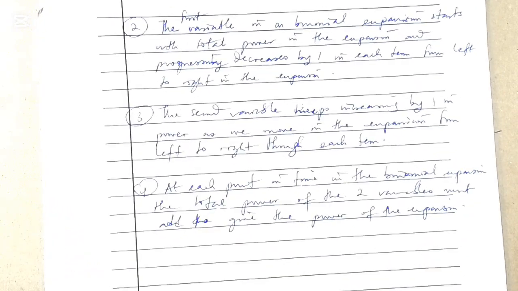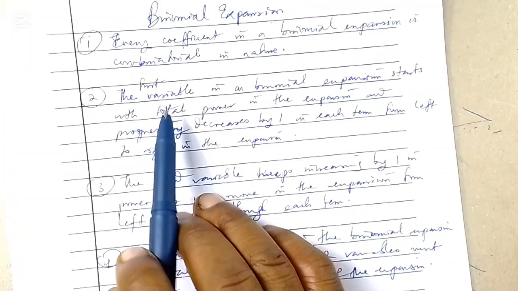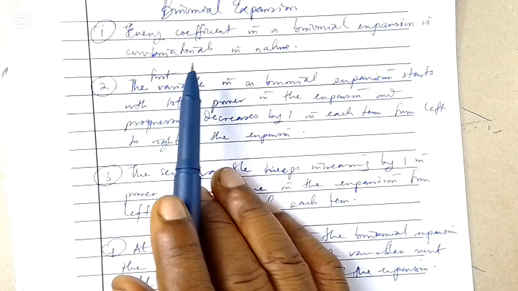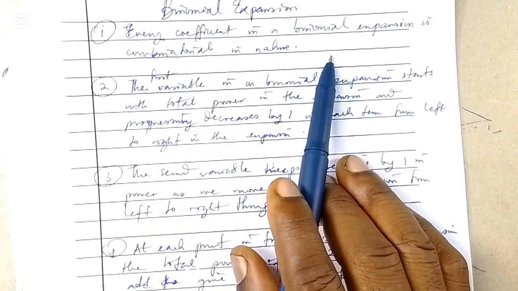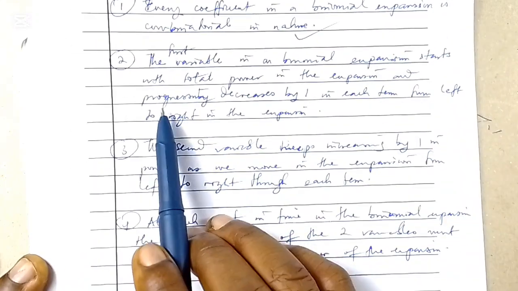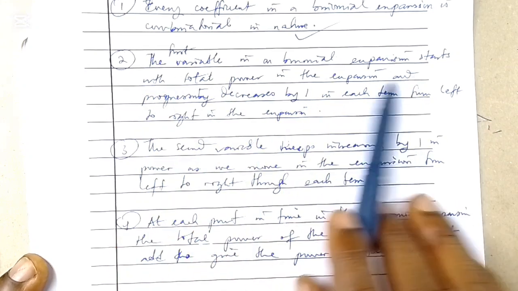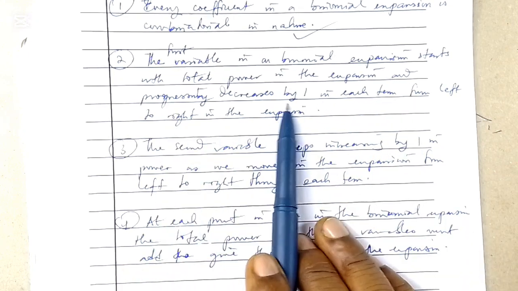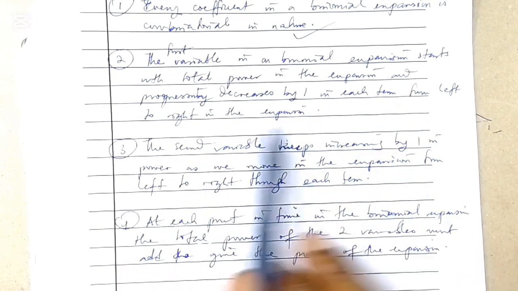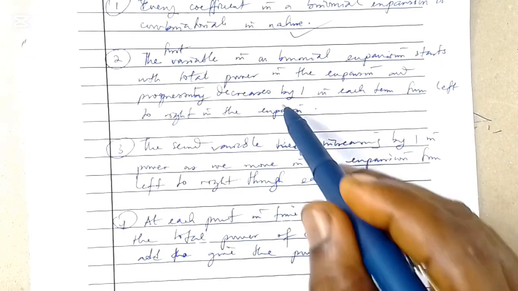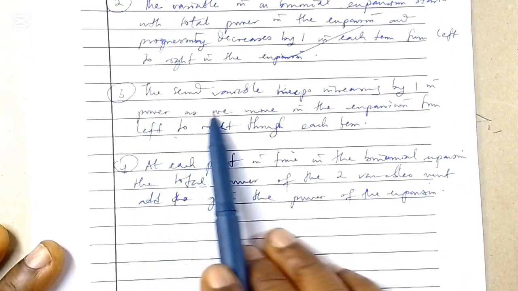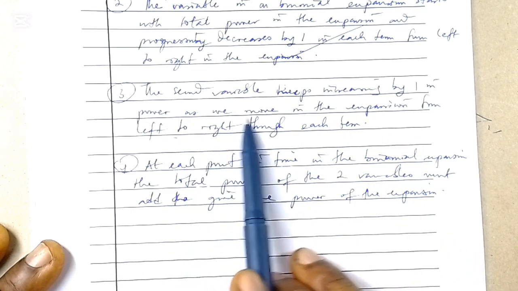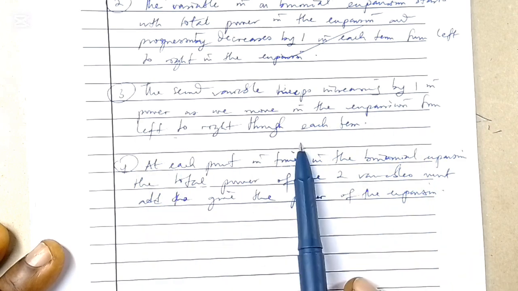Okay, so taking note of that, let's go over it again. Number 1, in a binomial expansion, the first and golden rule says that every coefficient in the binomial expansion is combinatorial in nature. That's number 1. Check. Number 2, the first variable in a binomial expansion starts with the total power, that is the power of the expansion, and progressively decreases by 1 in each term from left to right in the expansion. Check. 3, the second variable of the expansion keeps increasing by 1 in power as we move in the expansion from left to right through each term.